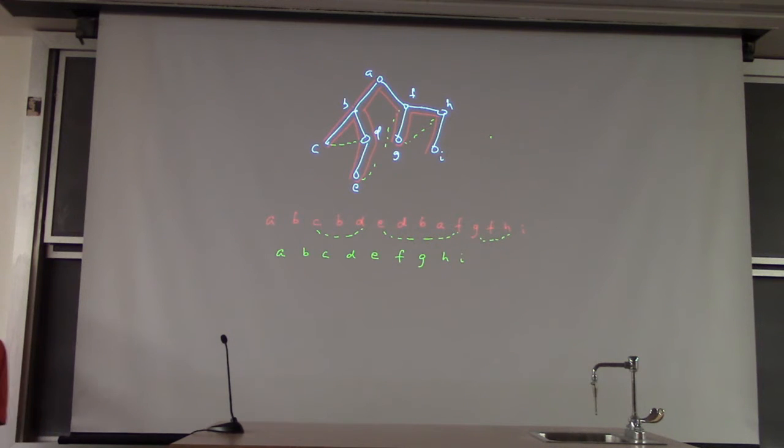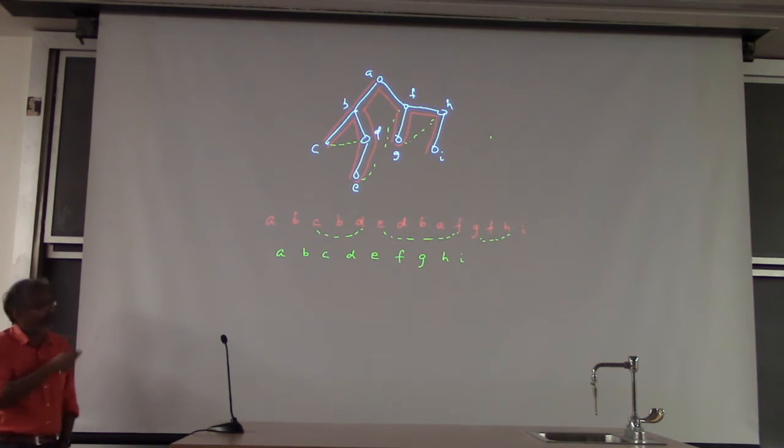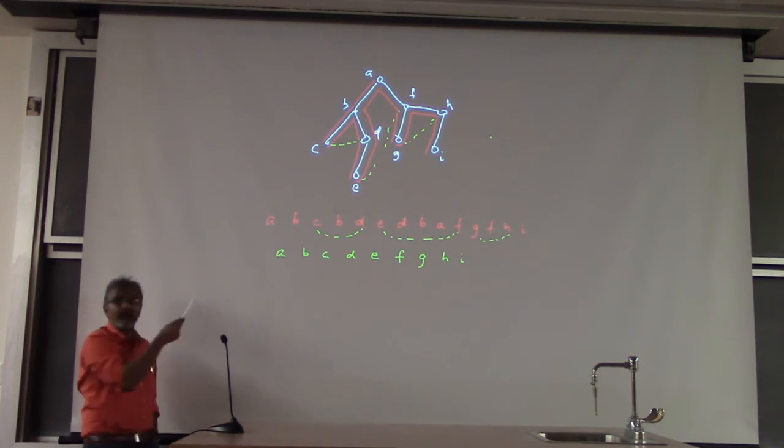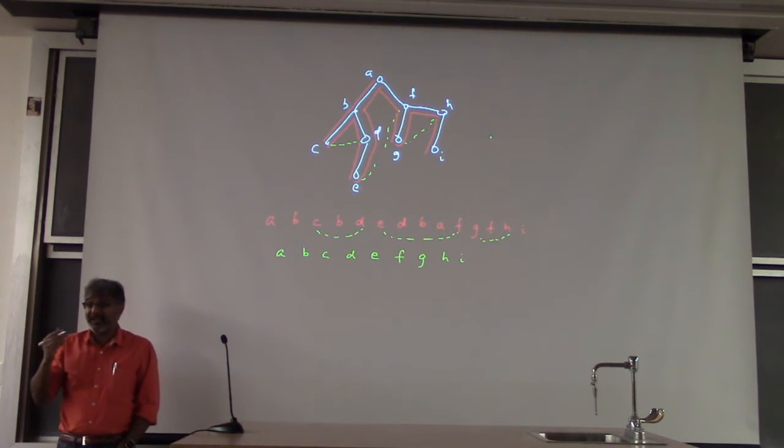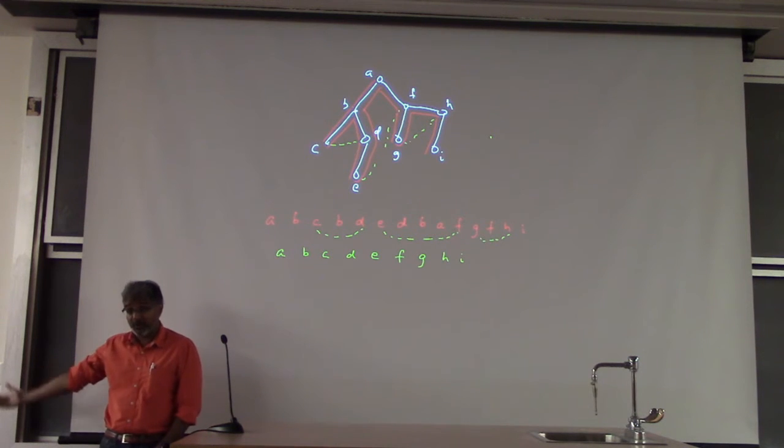Is this a valid traveling salesperson tour? It is, right? I visited every node exactly once. So now the question is, I took my original spanning tree. I did this for this red path. I short-circuited to find the green path. What is the cost of this tour? Can I somehow link the cost of this tour to the cost of the spanning tree? Because if I can then relate the cost of my solution to the cost of the lower bound, I have a hope of proving approximation.